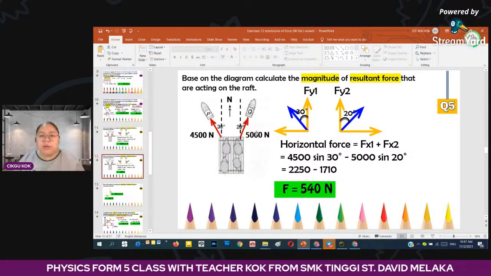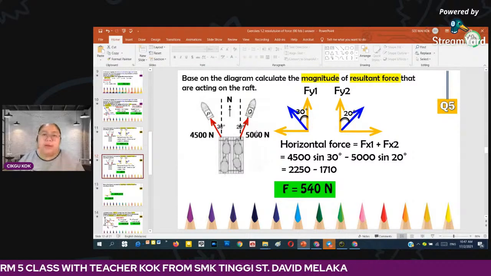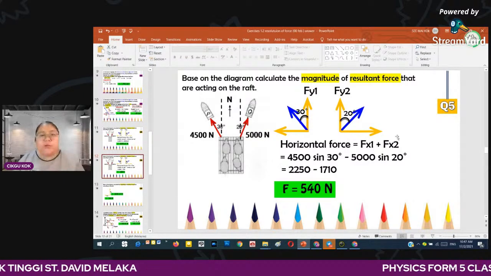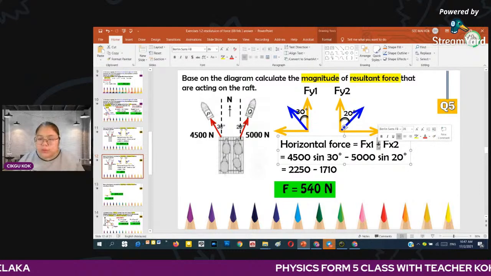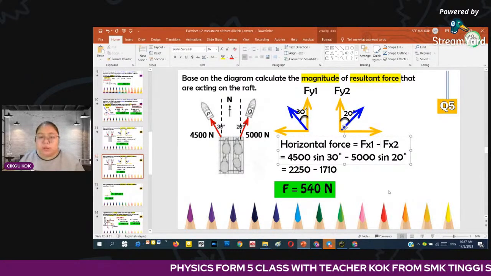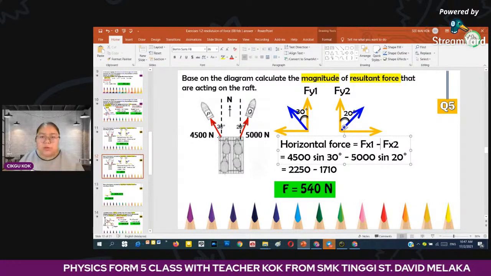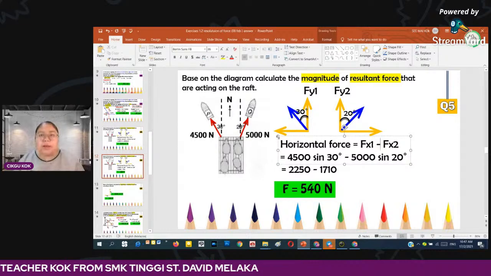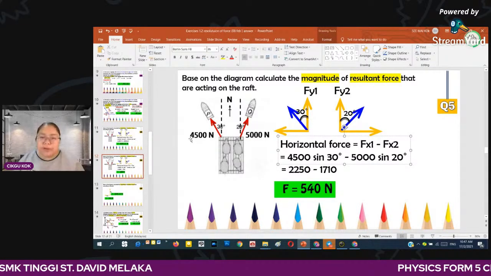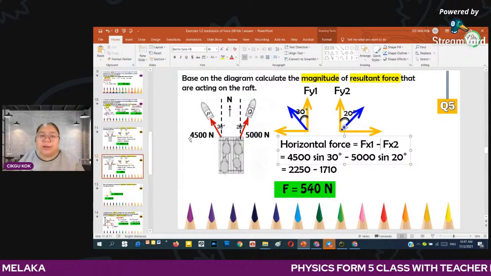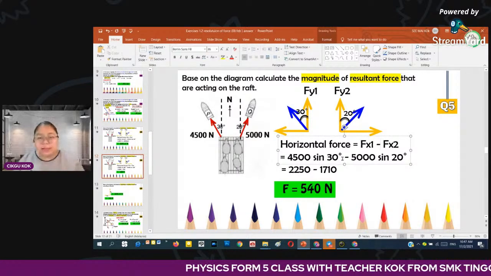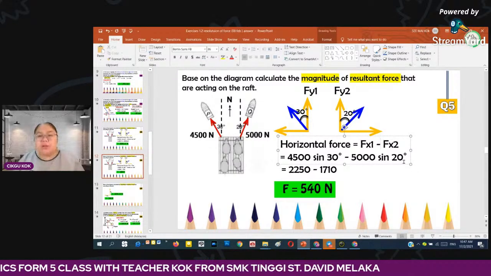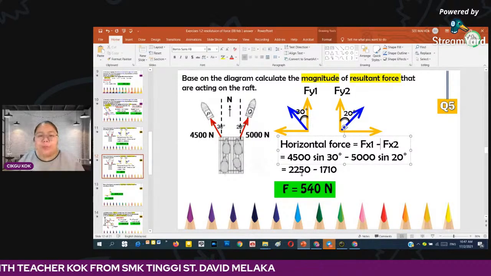In the second part we have the horizontal line. Now we look at the horizontal line. We also have two forces, so this one should be a minus. One is Fx1, going to the left-hand side. The other is Fx2, going to the right-hand side. For the left-hand side, this one is a sine, so we use 4,500 sine 30. The other one also goes to the right-hand side, also a sine, so 5,000 sine 20. So I press my calculator.